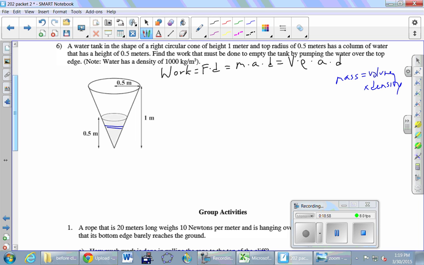Okay, so let's do some stuff here. So how about we call R the radius of this guy? And how about we say delta H is the thickness of our water slab?